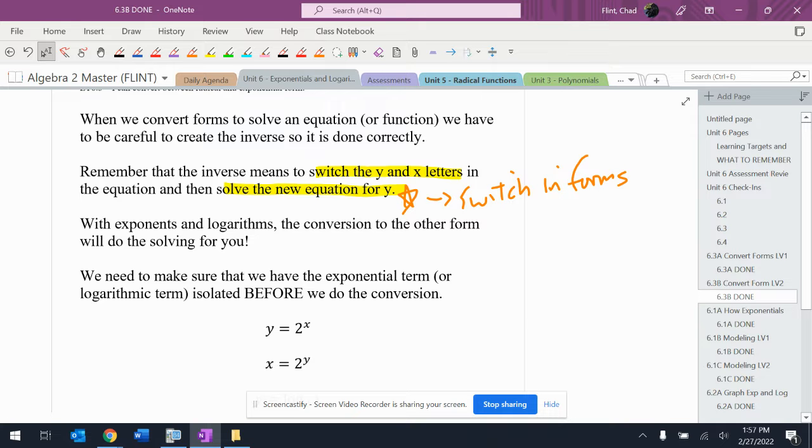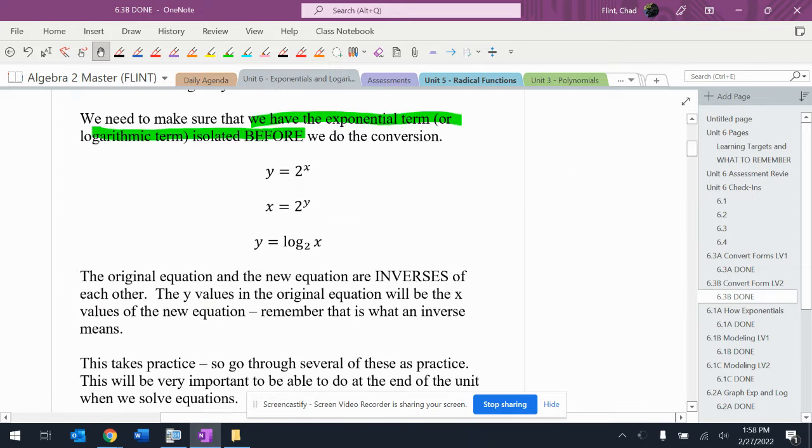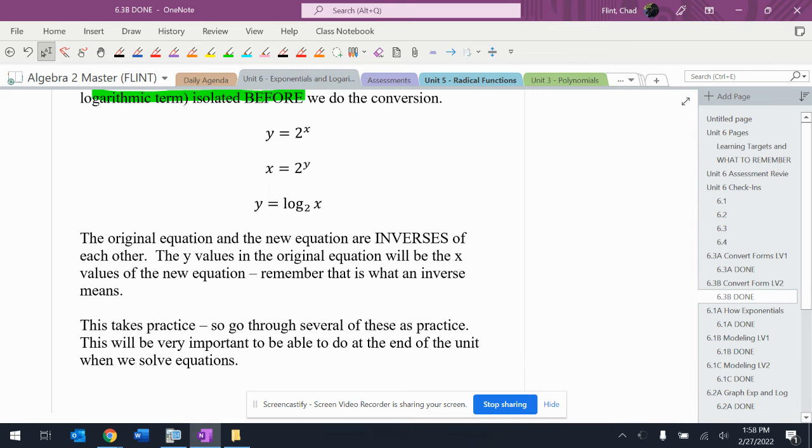The one thing we do have to do is make sure that we have the exponential or logarithmic thing isolated before we do the conversion. All right, and you'll see some examples down here. And what I'll say in a minute after I go through this little example is make sure you do several of these questions. This is hard to get good at.